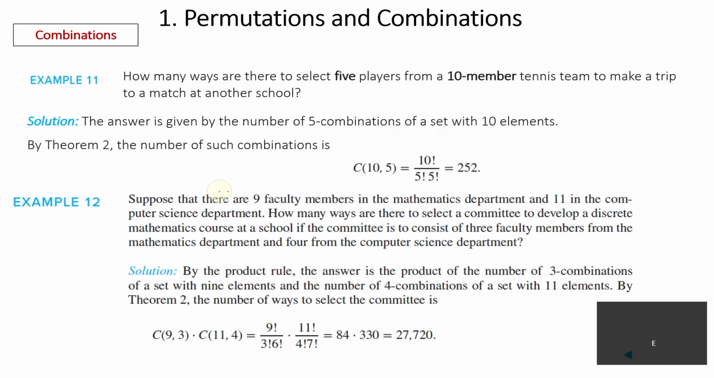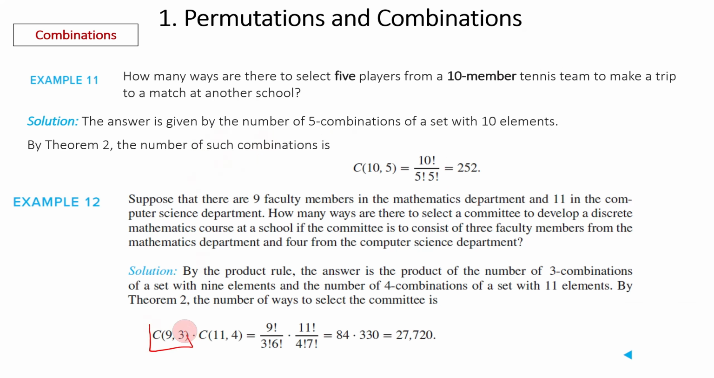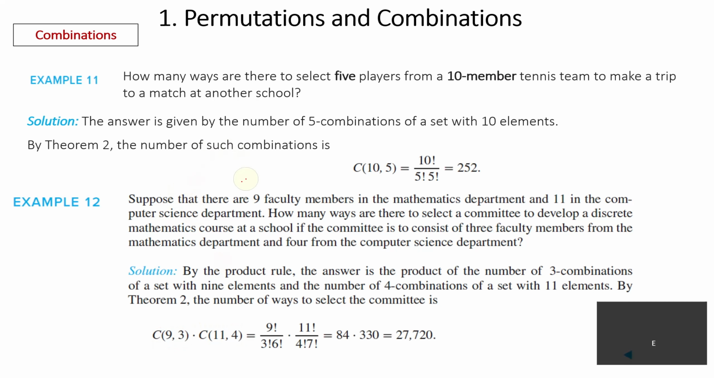Now, a more interesting example is when I have to do different combinations and multiply them, because it's a product of combinations. And this is becoming more interesting. So suppose that there are 9 faculty members in the mathematics department and 11 in the computer science department. How many ways are there to select a committee to develop a discrete mathematics course at a school if the committee consists of 3 faculty members from the mathematics department and 4 from the computer science department?